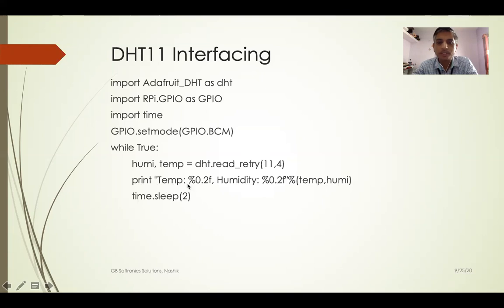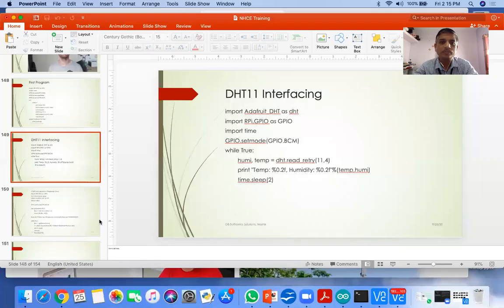Print, then temperature is percentage 0.2f. I'm using the format specifier 0.2f, which means that whatever reading I'm getting will be printed only up to 2 decimal points, and humidity also we are printing the same. So this is the syntax for printing variables in Python. So that's it for programming.